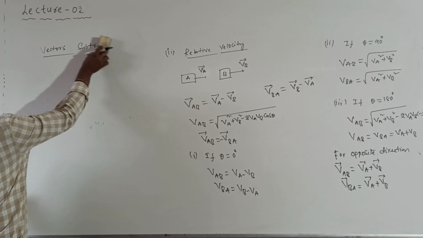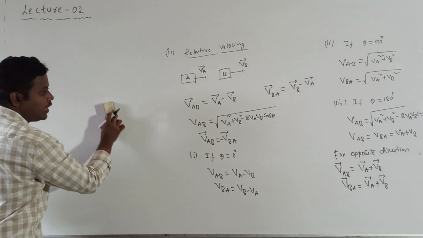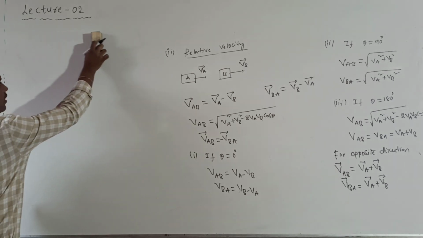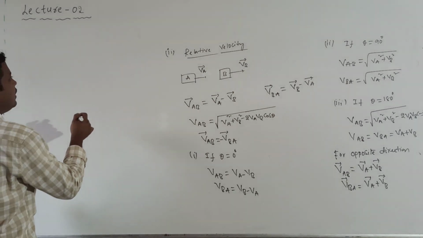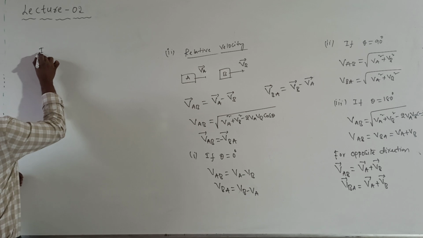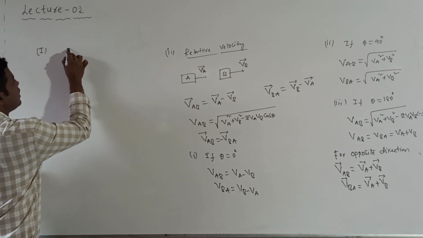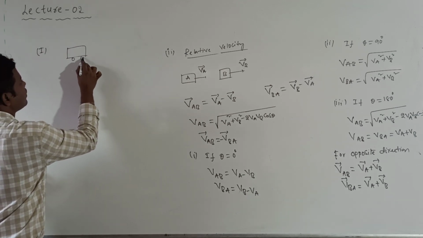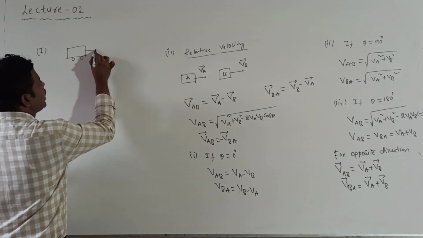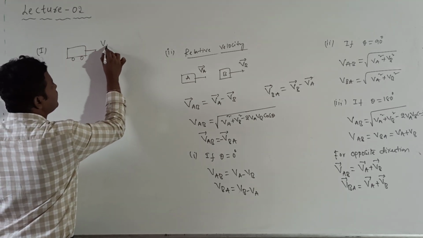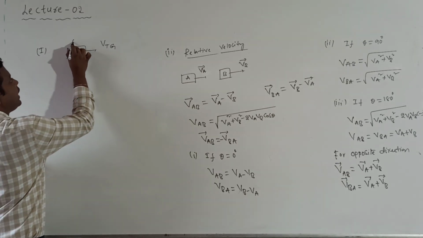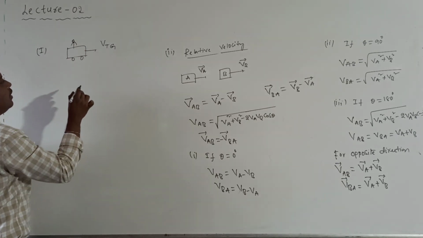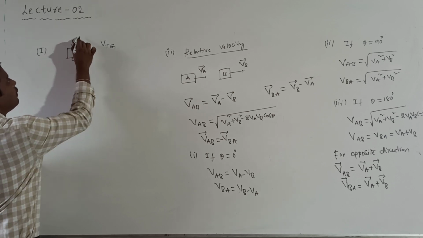Relative velocity means the velocity of one body with respect to another body. Let us see one more concept related to relative velocity. Let us suppose a train is moving. Let us consider the train moving with a velocity, the velocity of the train with respect to the ground, let me call it Vt. On this train, one boy is moving, with the velocity of the boy with respect to the train.